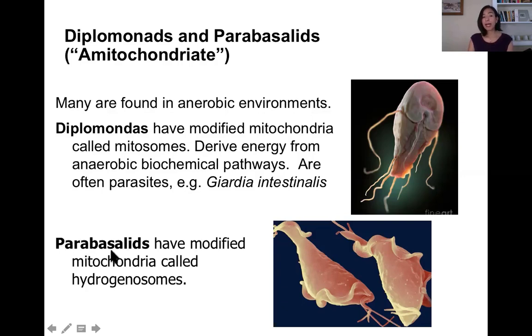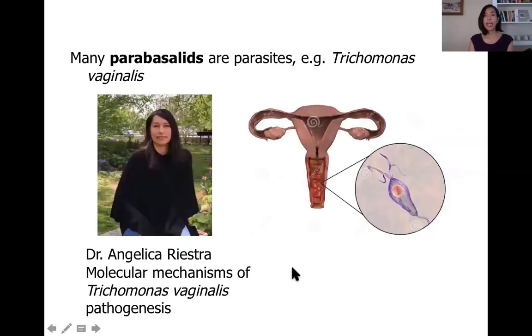In contrast, in the parabasalids, the mitochondria, which is also reduced, is called hydrogenosomes. This is one example of these parabasalids, and this is Trichomonas vaginalis. As you can imagine, Trichomonas vaginalis can affect the vagina in women. It also can affect the urinary tract of men, but it doesn't cause severe symptoms.